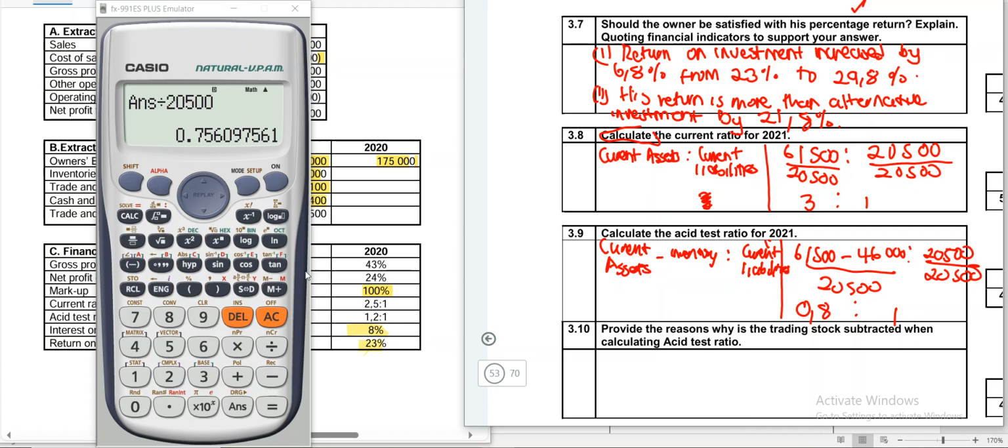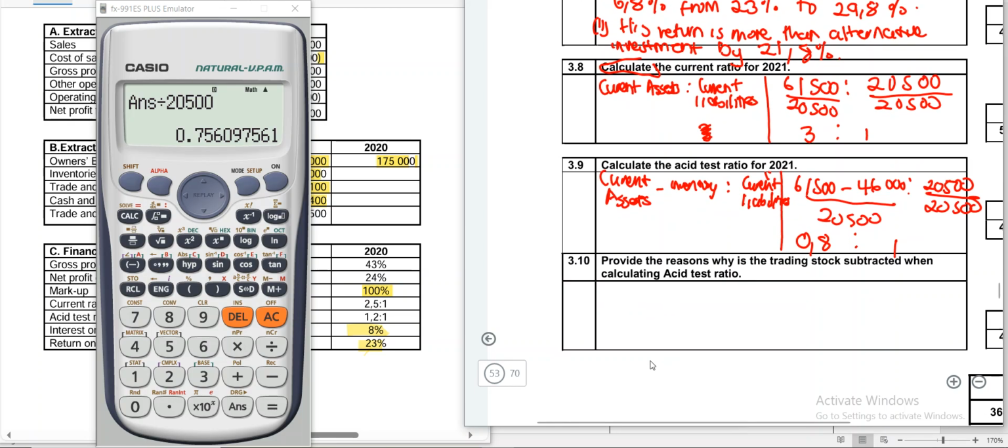Then the next question they are asking us: provide reasons why trading stock is subtracted when calculating the acid test ratio. Remember I said I'm going to just give you one reason. I said I'm not going to write it, but I will discuss it with you. The reason why we are subtracting inventory is that we want to see if the business is able to pay its short-term liabilities without depending on selling stock or not. Hence stock is not included as part of current assets in that particular calculation.